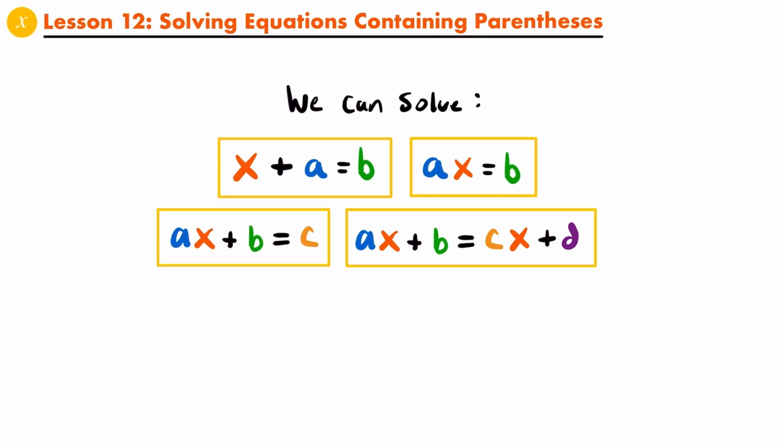And so up to this point, we have looked at how to solve equations of these four different forms: x plus a equals b, ax equals b, ax plus b equals c, and ax plus b equals cx plus d. In each case, x represented the variable that we wanted to solve for, and the other letters a, b, c, and d represented constant values. You should be familiar with equations of these forms by now, but what we're going to look at now are equations that look similar to equations of these forms, but where they also contain parentheses.